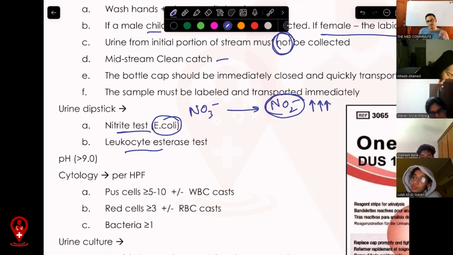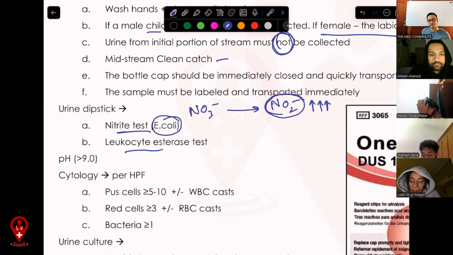How do I remember this, guys? Bacteria ate the nitrate. This is how I remember it. Bacteria ate the nitrate. So they eat the nitrate and release nitrite. The nitrite is the one that you're going to see on the dipstick. So that is one method, especially E. coli. Very famous.